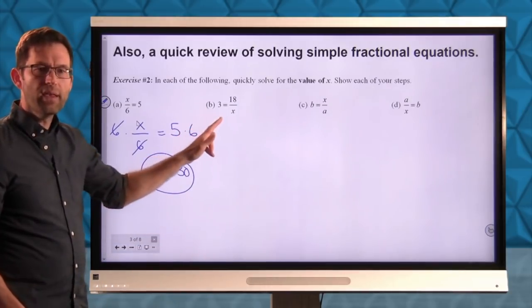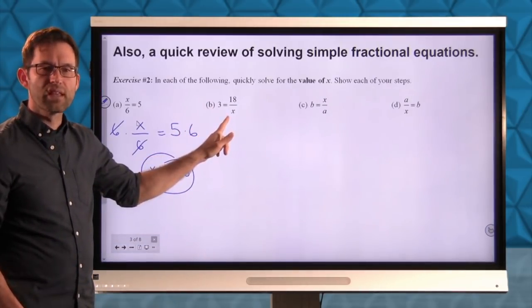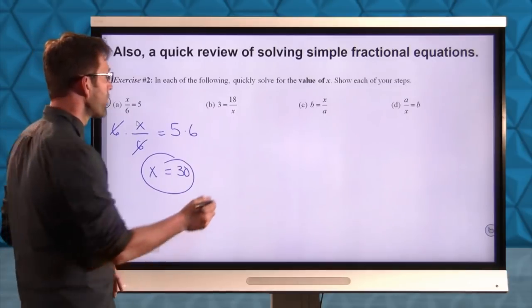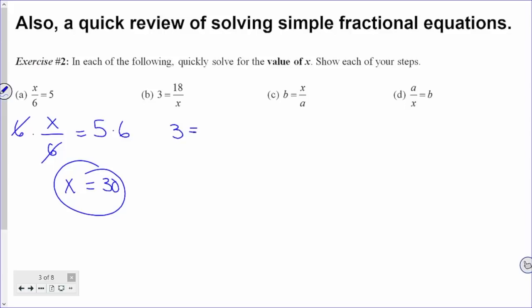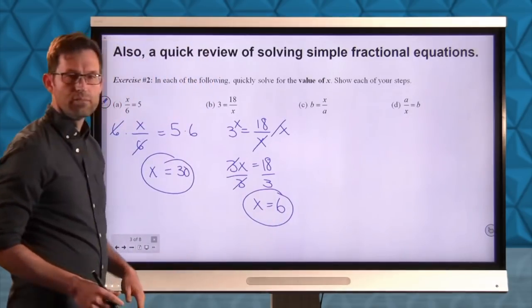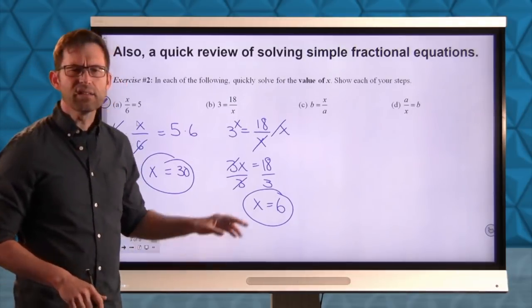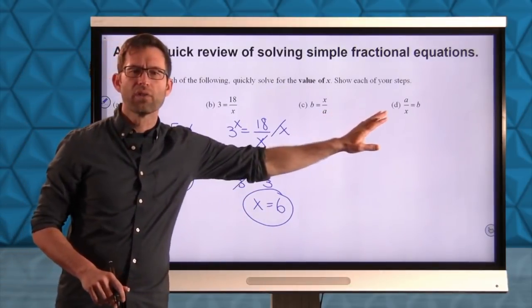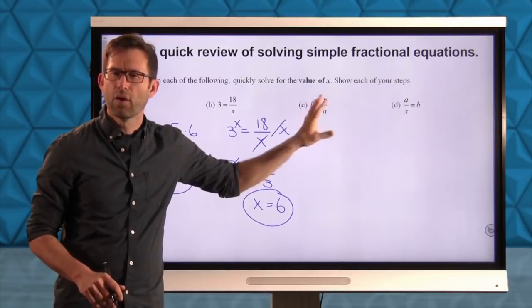Now, in the case of letter B, this is a bit trickier because the x that I'm solving for is in the denominator. But still, although it might take me one additional line, what I'm going to do here is multiply both sides by x. That's going to give me 3x is equal to 18. Divide both sides by 3, and x will be equal to 6. Right? Piece of cake. It gets a little bit trickier when there's other letters involved, right, and no numbers.